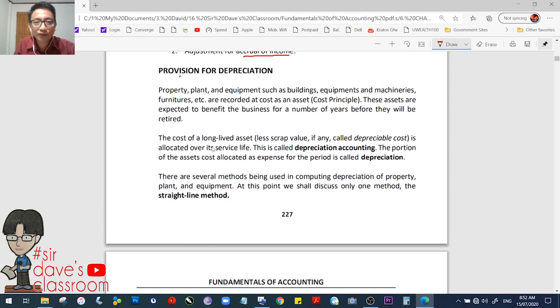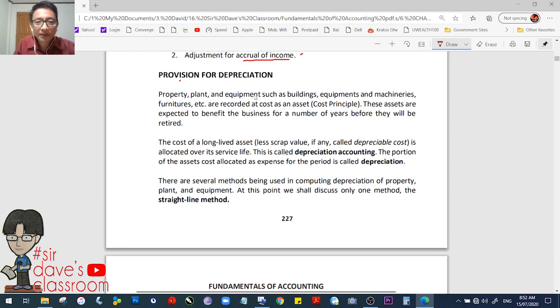Okay? Provision for depreciation. Property, plant, and equipment such as buildings, equipments, machineries, furnitures, etc., also known as the long-lived assets, are recorded at cost as an asset. Cost principle. These assets are expected to benefit the business for a number of years before they will be retired. The cost of a long-lived asset minus the scrap value, if any, is called DC, depreciable cost.